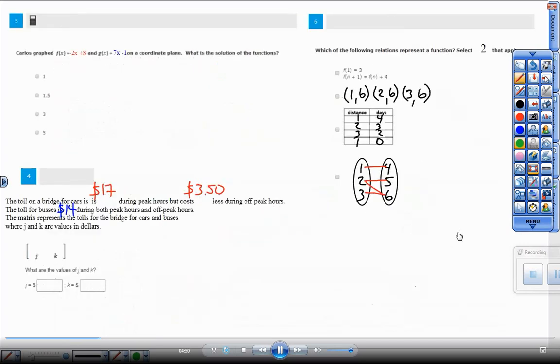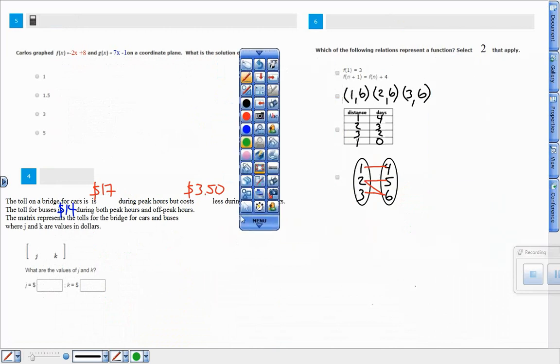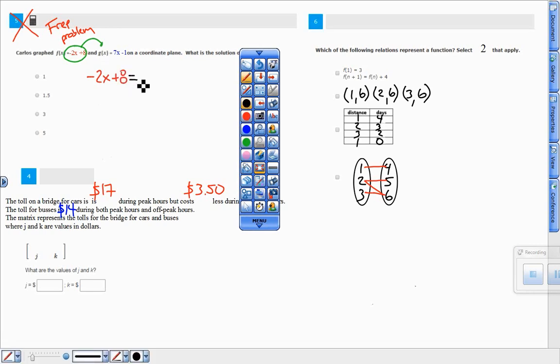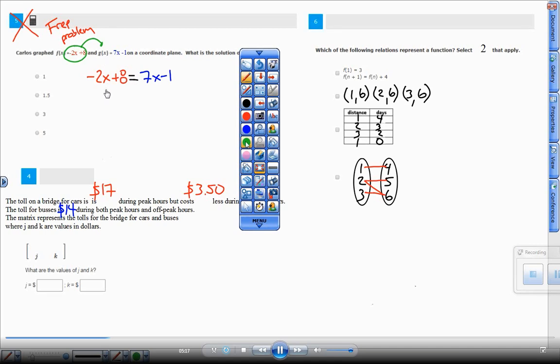All right, second word is surf. For number 5, remember this one is the free problem, but I'd like you, for math's sake, to show me the math where I'm substituting one piece into the other to get the x value. So plug this in. Where that g of x used to be, I'm going to substitute negative 2x plus 8 equal to 7x minus 1. Show me you can solve this, variables on both sides.